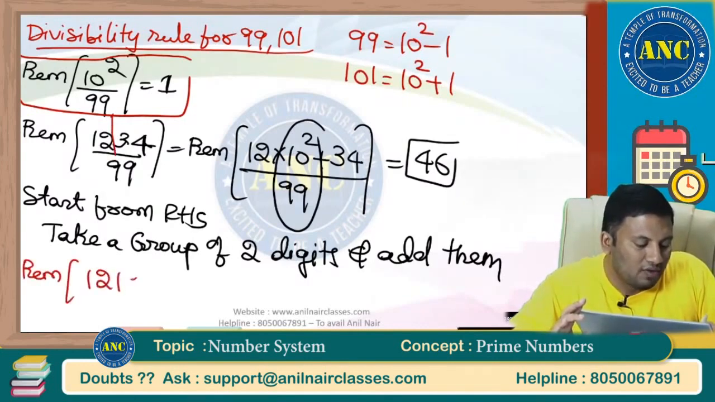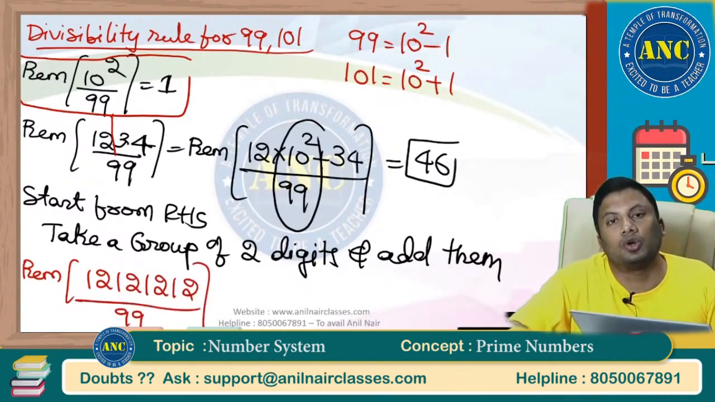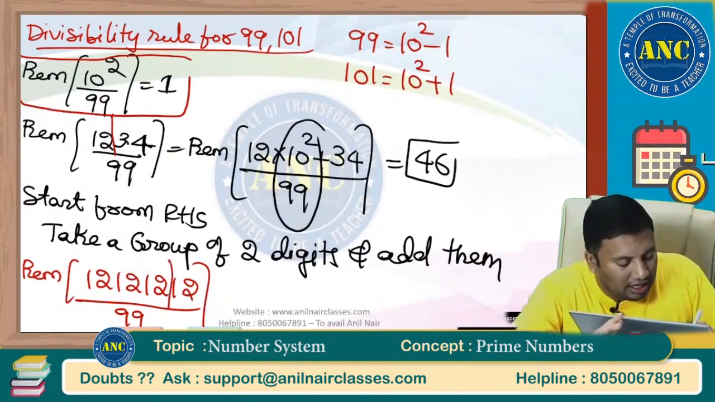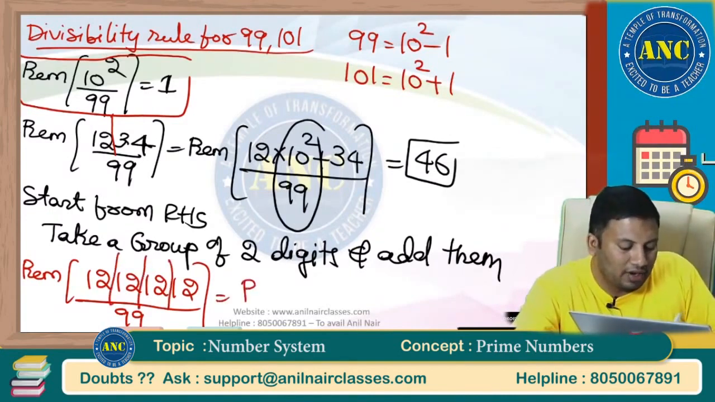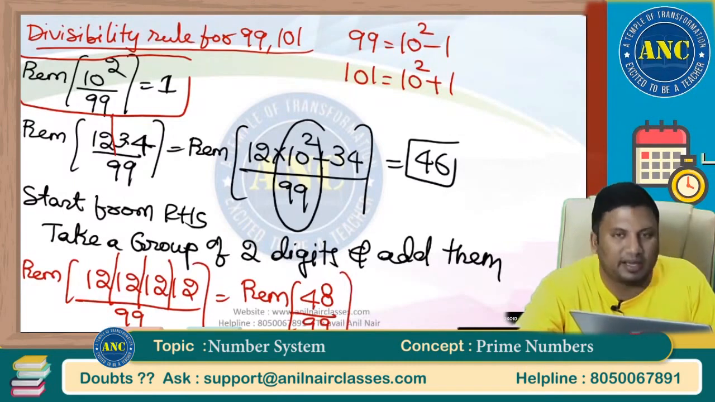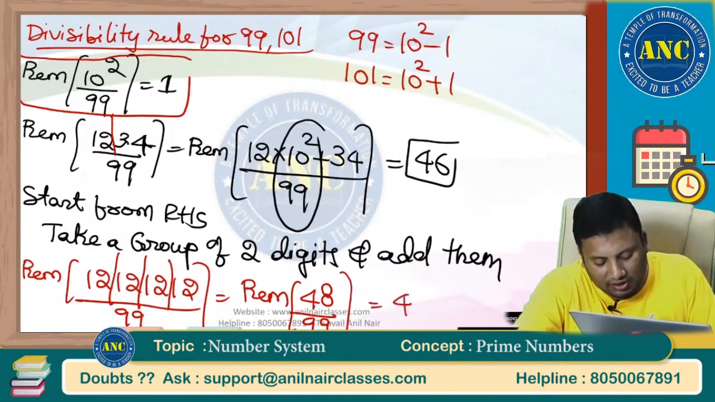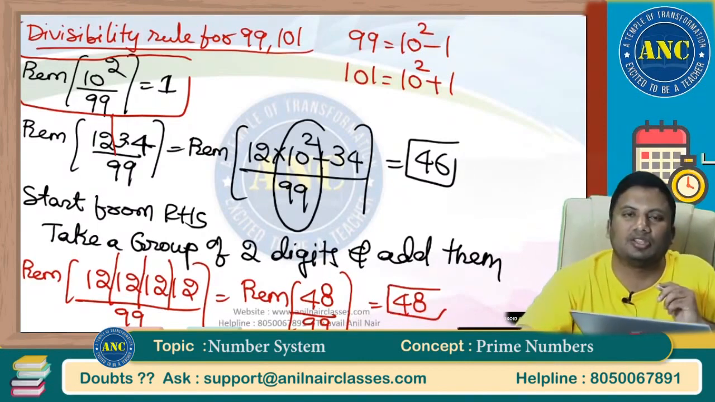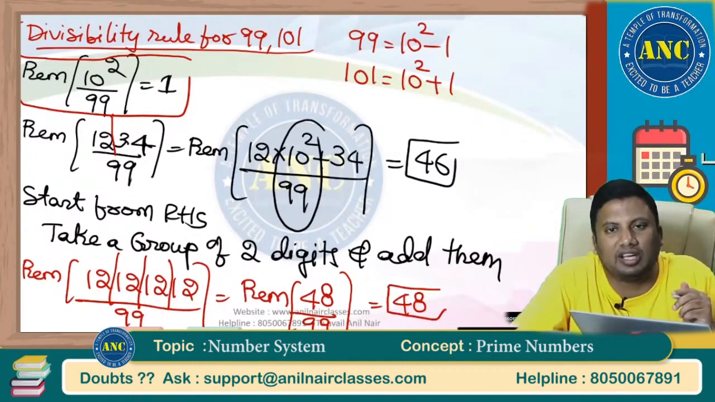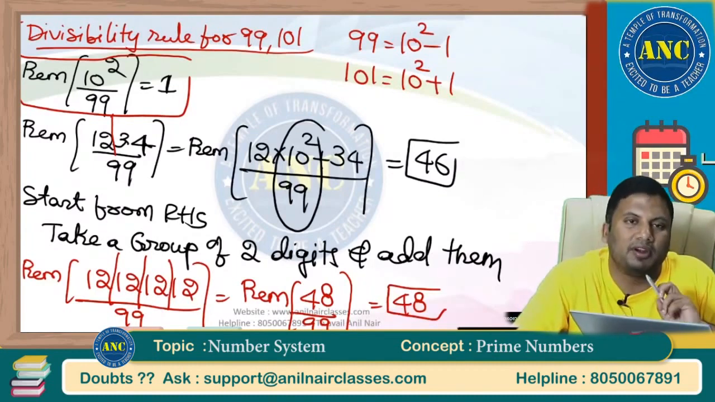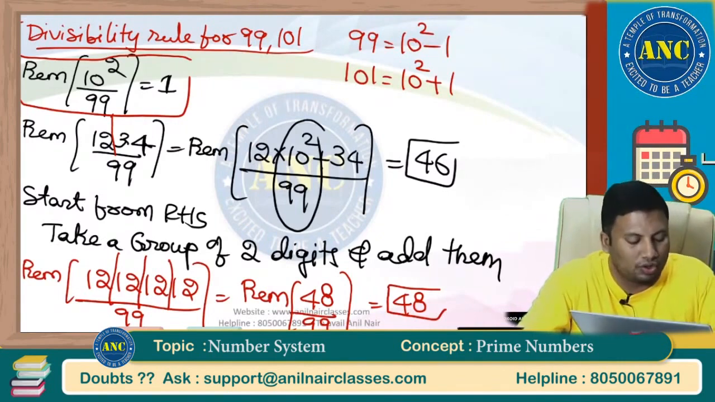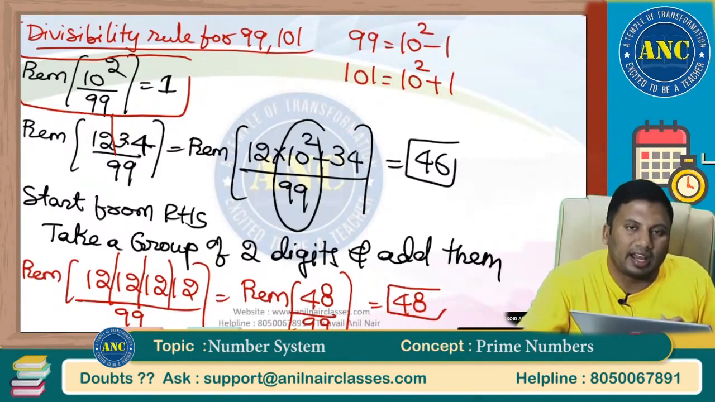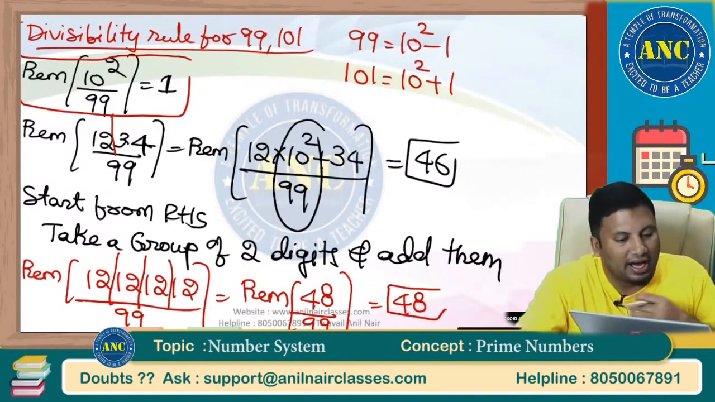Suppose the question is 1, 2, 1, 2, 1, 2, 1, 2 divided by 99. You don't need to do the divisibility rule of 9 and 11. Take a group of 2 digits and add them: 12 added 4 times is 48. 48 divided by 99, 99 zeros are 0. The answer is 48. I hope the divisibility rule for 99 is clear. Generally students who do not have a good understanding of these numbers will do the divisibility rule of 9 and 11. You don't need to do it.